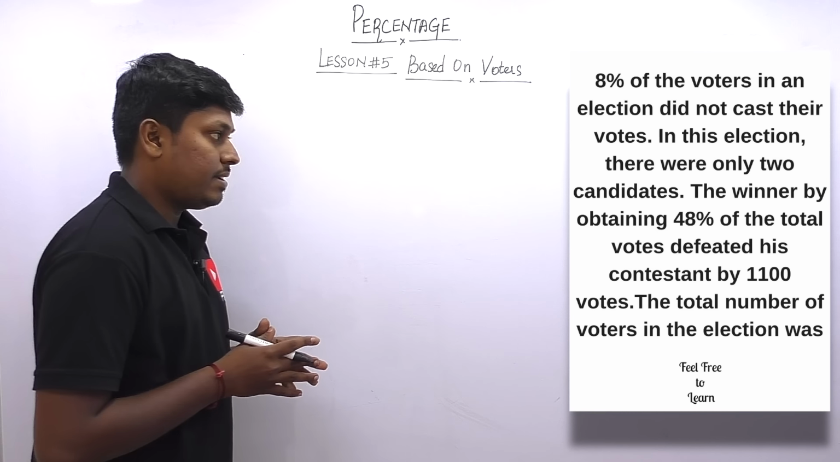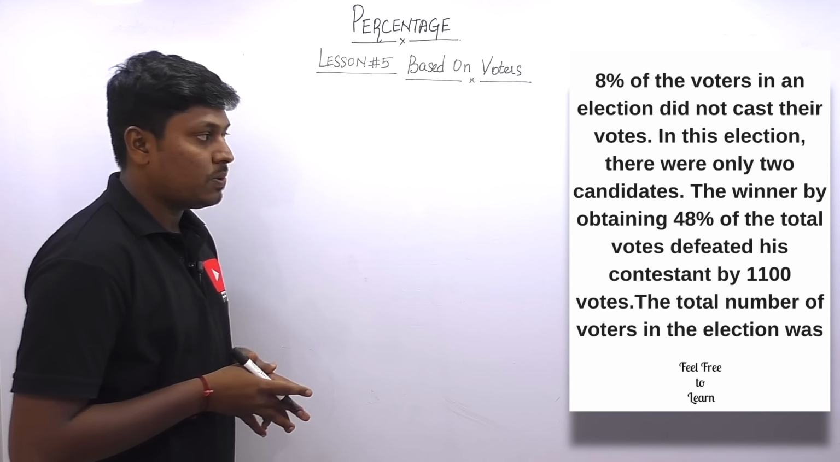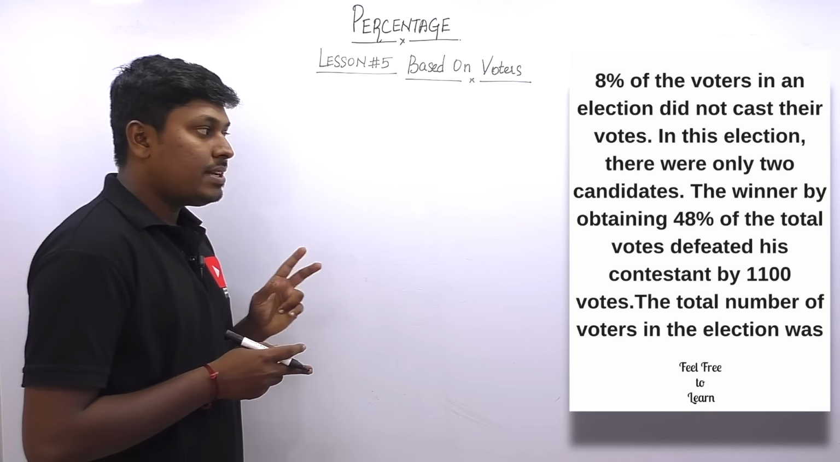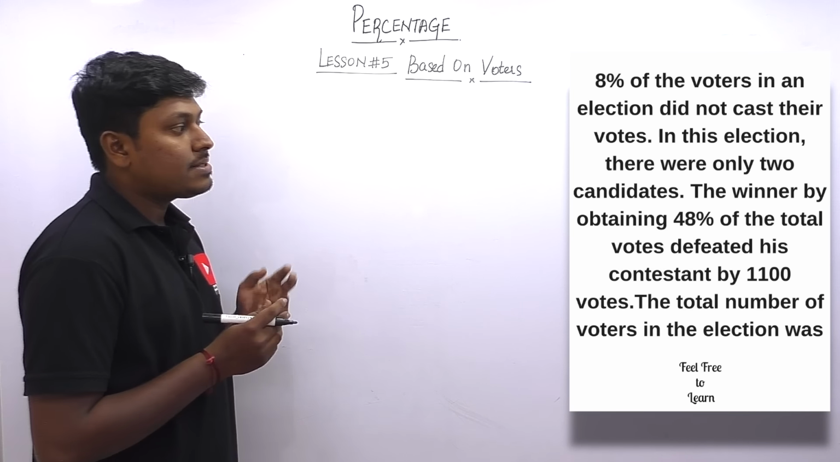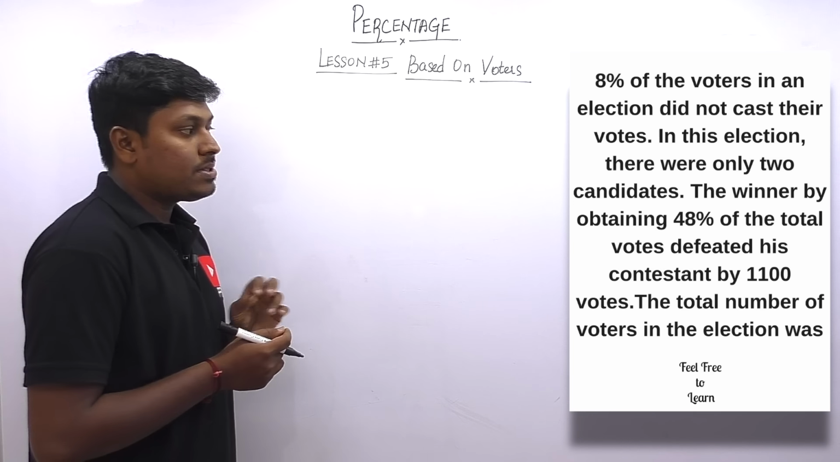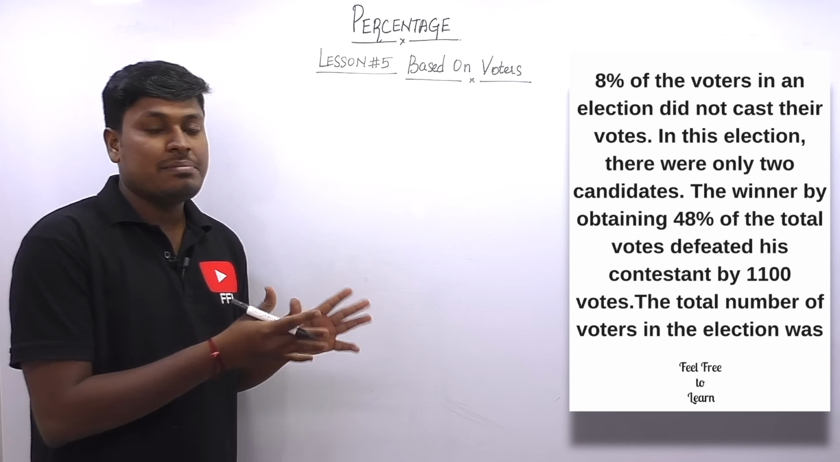Question number 7. 8% of the voters in an election did not cast their votes. In this election, there were only 2 candidates. The winner, by obtaining 48% of the total votes, defeated his contestant by 1100 votes. The total number of votes in the election was. Listen here, interesting question, and this concept is similar to the previous question.